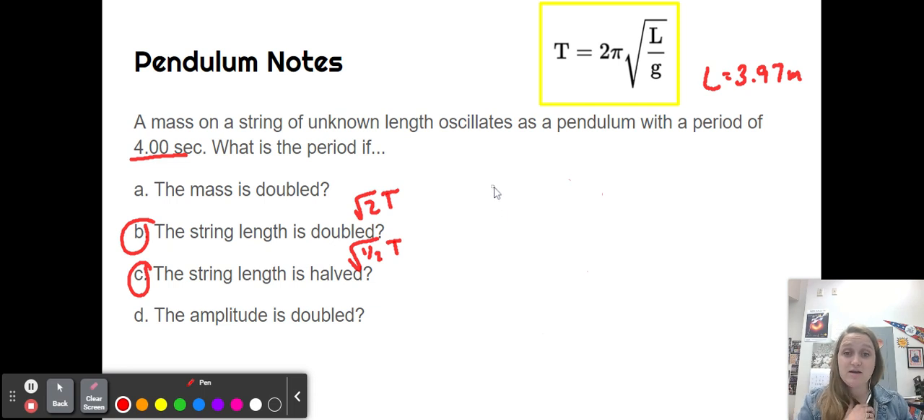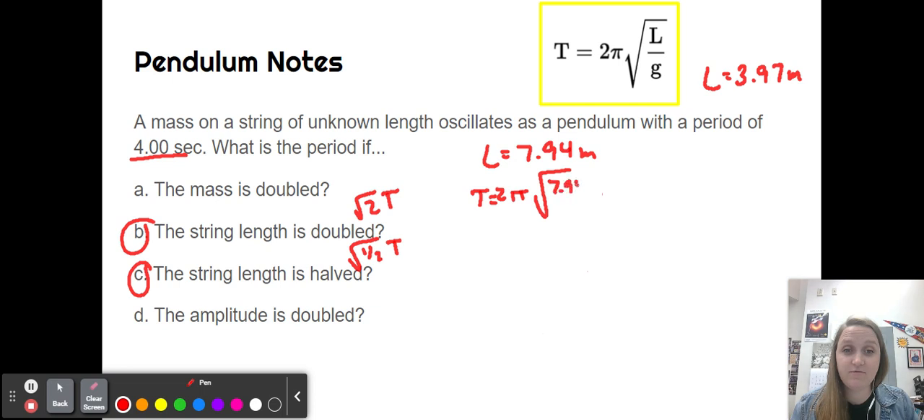So let's actually double check that. I'm going to double this. So if my string length is doubled, L is going to be 7.94 meters now. I'm going to plug this into my equation. T equals 2 pi square root of 7.94 over 9.8. And I'm going to plug that into my calculator.